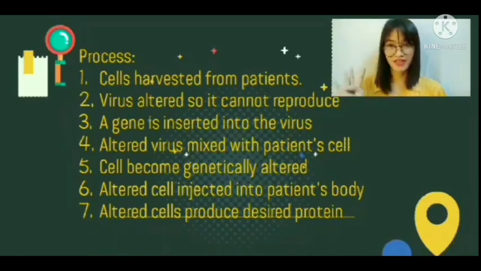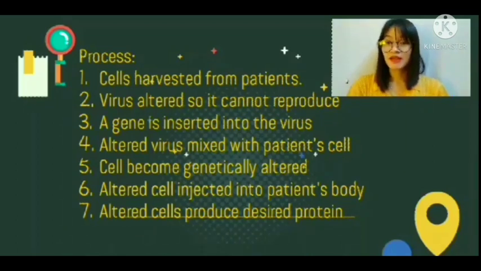Step 4, altered virus mixed with the patient's cells. So in order to insert the new gene directly, they use a vector which is generally engineered to deliver the gene, as I mentioned earlier. Step 5, cells become genetically altered. So gene therapy seeks to alter genes to correct genetic defects and thus prevent or cure genetic diseases.